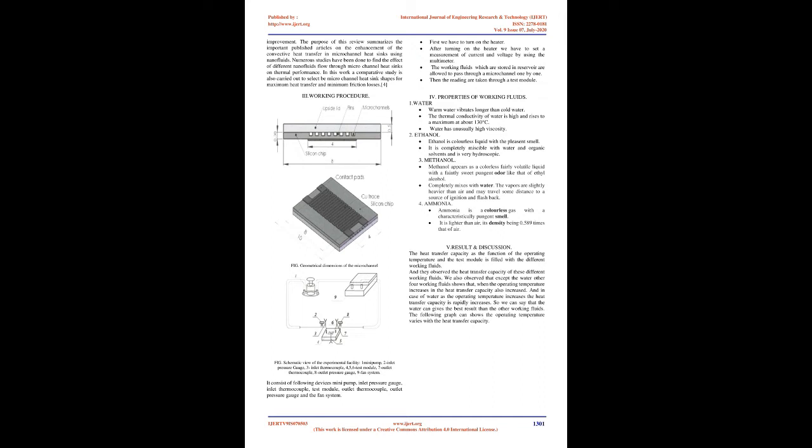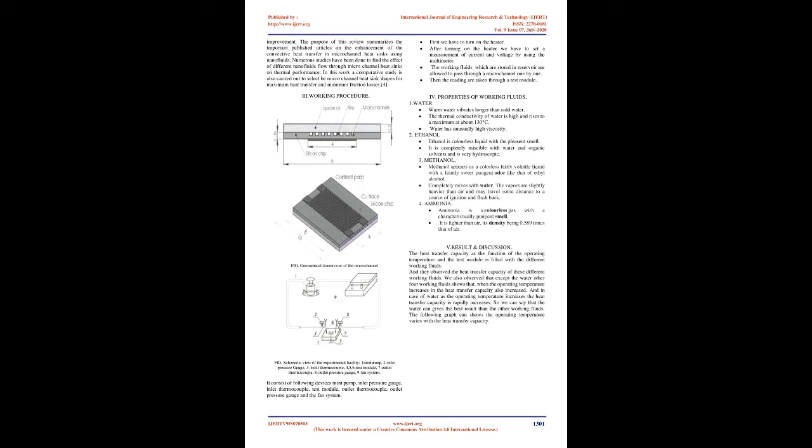Sunil Kumar et al. state that nanofluids have increased interest in many engineering fields due to their excellent thermophysical properties, which can be easily used in microchannel heat sinks for performance improvement. The purpose of this review is to summarize the important published articles on the enhancement of convective heat transfer in microchannel heat sinks using nanofluids. Numerous studies have been done to find the effect of different nanofluids flowing through microchannel heat sinks on thermal performance. In this work, a comparative study is also carried out to select microchannel heat sink shapes for maximum heat transfer and minimum friction losses.